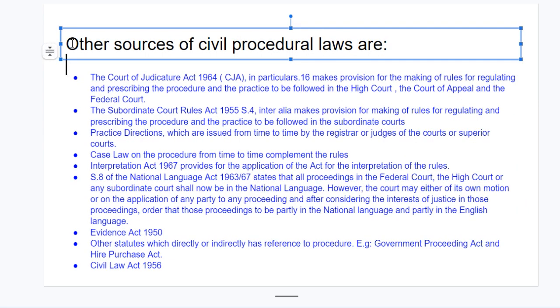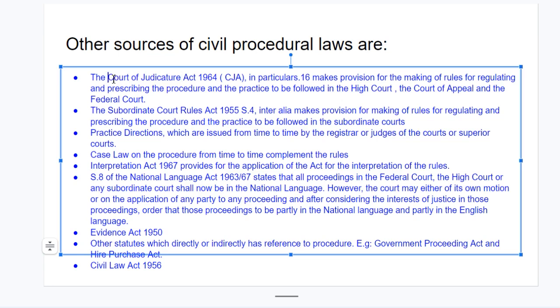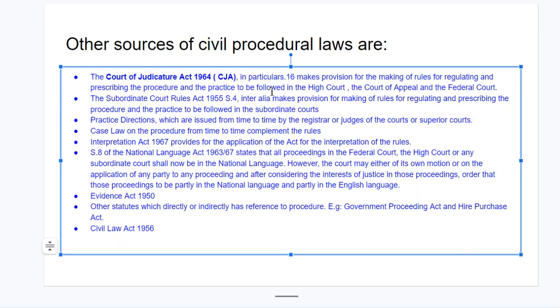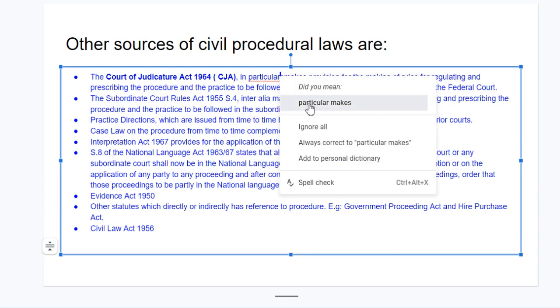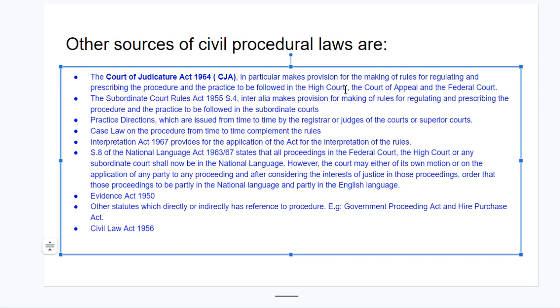So here is a guidance on the other sources of civil procedures. In Malaysia, we have the Courts of Judicature Act. This is important for you to know as well. This one basically provides for the making of rules regulating the procedures and the practice followed by the High Court, Court of Appeal, and the Federal Court. And then, as I previously explained, we have the subordinate court rules.